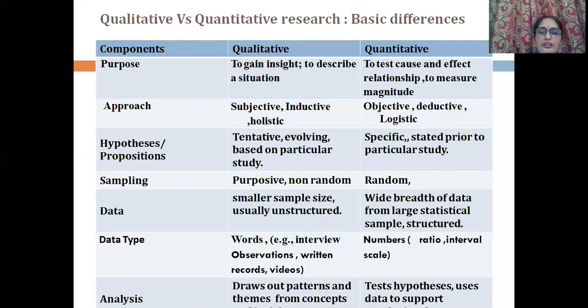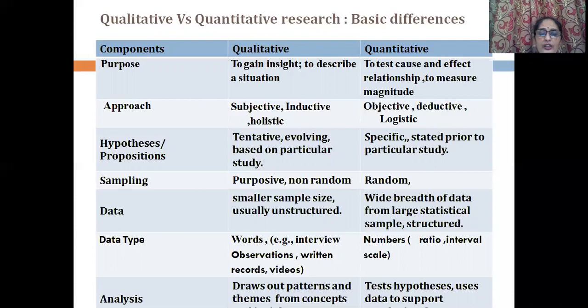Sampling in the case of qualitative research is non-random, whereas in the case of quantitative research it is random. The sample unit is representative of the population. In case of qualitative research, the sample size is small, unstructured, whereas in the case of quantitative research, the sample size is large and mostly structured. The data is in the form of text, pictures, images in the case of qualitative research, but in the case of quantitative research, it is mostly in the form of numbers. In fact, it is in the form of ratio interval scales.